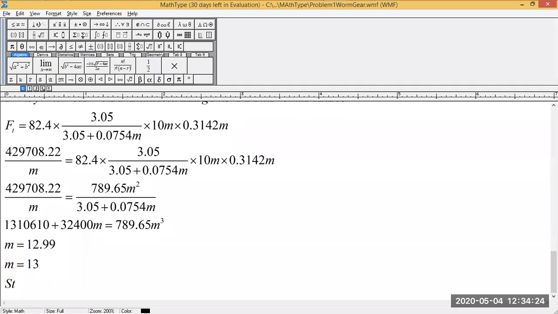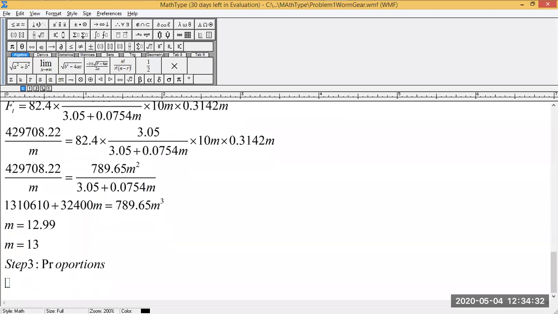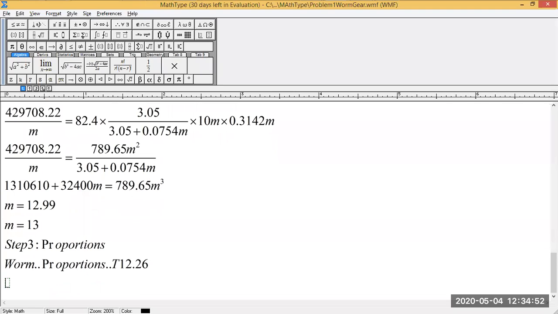This is step 3. Proportions. Here we come to worm proportions first. Worm proportions. We have got it from table 12.6.